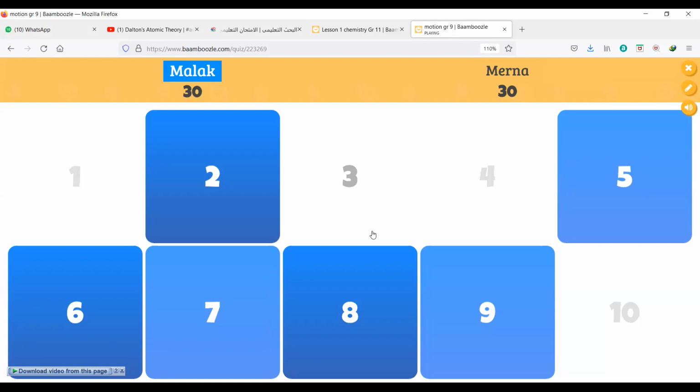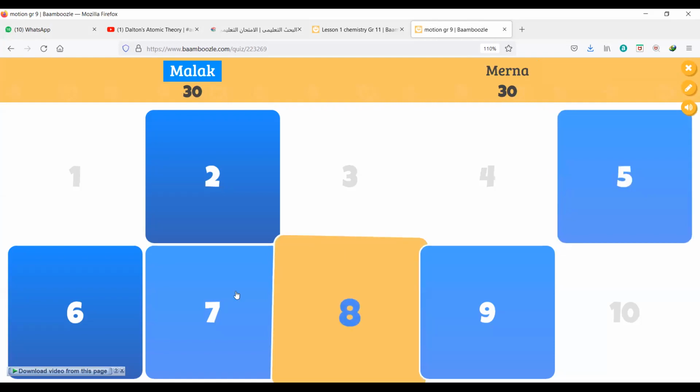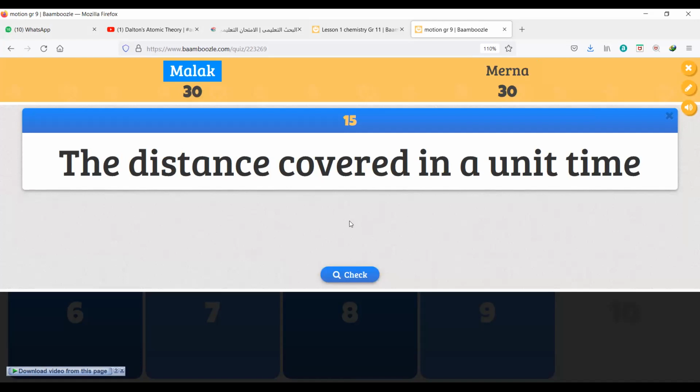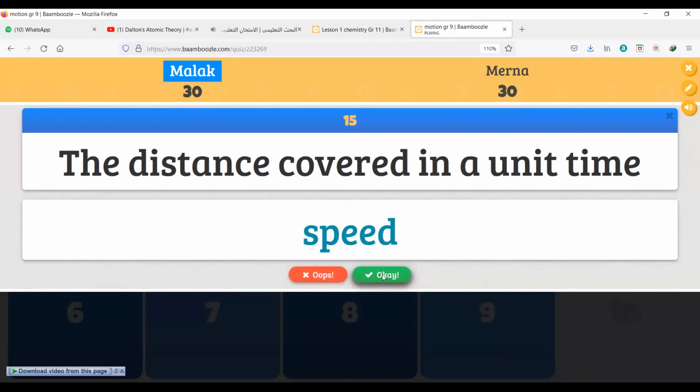Yes, Malak? Number 7. The distance covered in a unit time. Teacher, you mean what is the word that defines this? Yes. It is the distance covered in a unit time. It will be the speed. Speed. Very good.